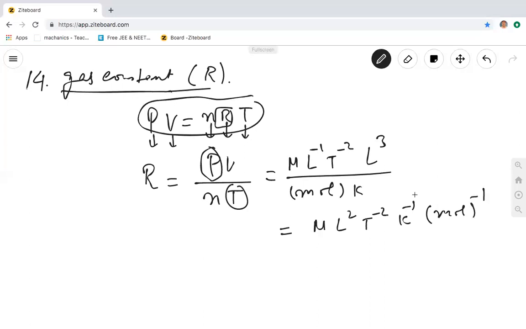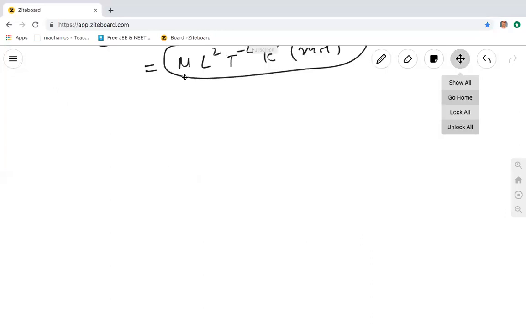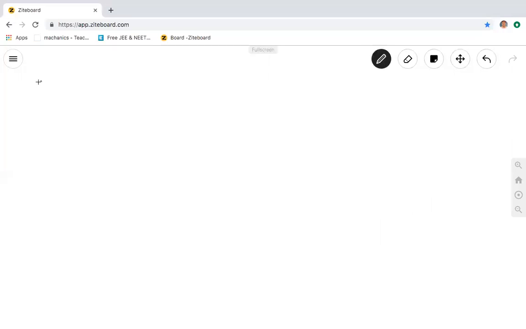This is the dimensional formula. And these powers are the dimensions. You say 1 in mass, 2 in length, minus 2 in time, minus 1 in Kelvin, temperature. Right? Yes, sir. Good. Very nice. Very good. Now, let me go to, it is 15th, I think. Okay. Yes, sir. 15th, coefficient of viscosity.